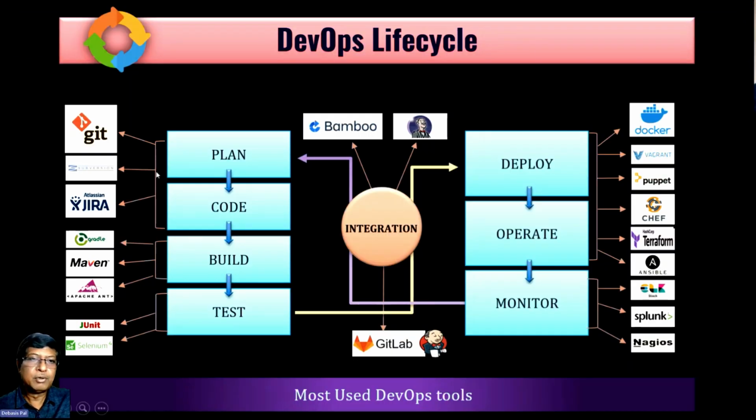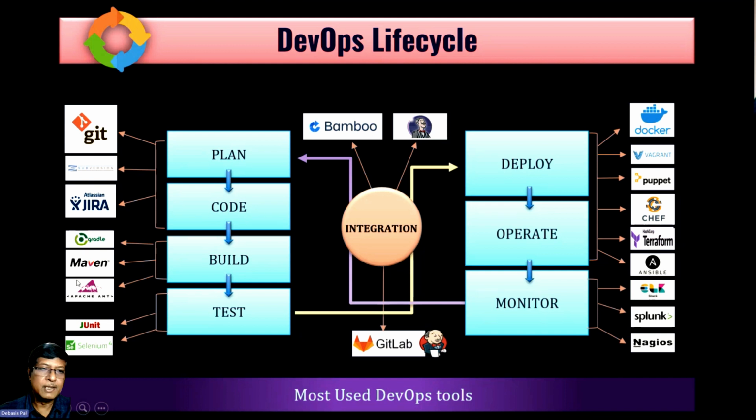This is the cycle: the plan, the coding, the building, the testing, deploy, operate. Can you see there are a few pipelines going between all of these phases? And there are particular tools for each of these phases. So these are the DevOps tools. We are learning GitLab. GitLab will take care of Jira. Git is the technology for the developers and the DevOps guys, because that is where they will store the source code and do the version control part of the coding.